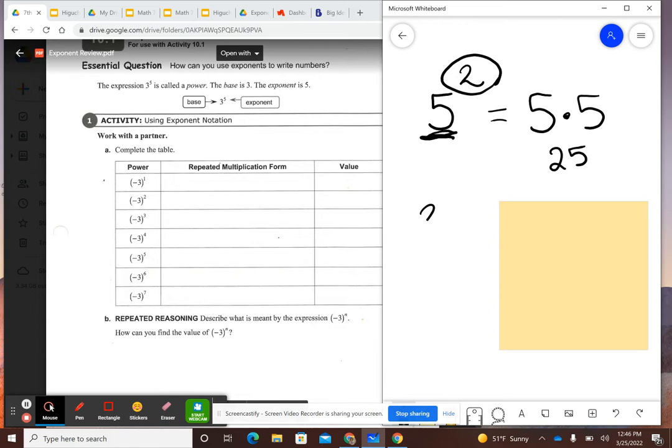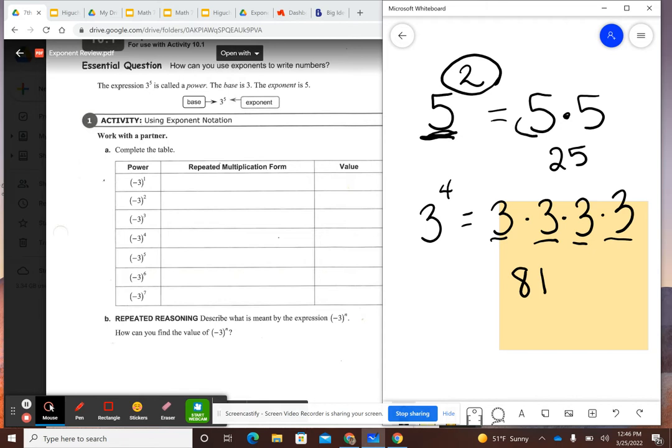If you have 3 and you're raising it to the 4th power, that means you're going to take the base, 3, and you're going to multiply it by itself 4 times. So 3 times 3 is 9. 9 times 3 is 27. And 27 times 3 is 81. So 3 to the 4th power is 81.